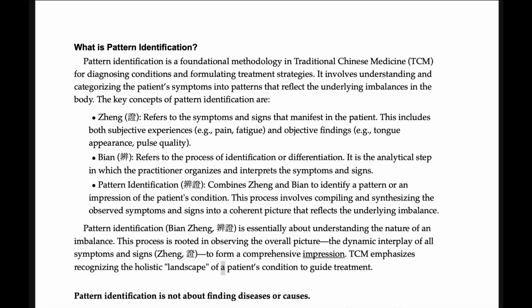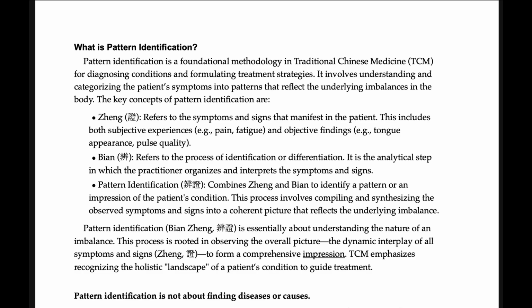The key concepts of pattern identification are Zheng, which refers to the symptoms and signs that manifest in the patient. This includes both subjective experiences and objective findings. Bian refers to the process of identification or differentiation. It is the analytical step in which the practitioner organizes and interprets the symptoms and signs. Pattern identification combines Zheng and Bian to identify a pattern or an impression of the patient's condition. This process involves compiling and synthesizing the observed symptoms and signs into a coherent picture that reflects the underlying imbalance.